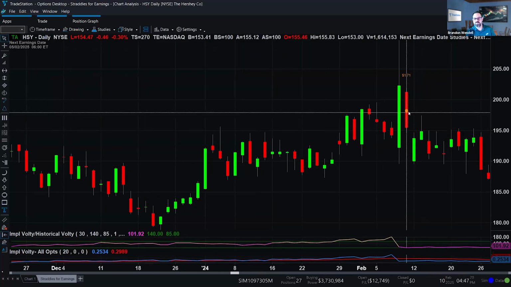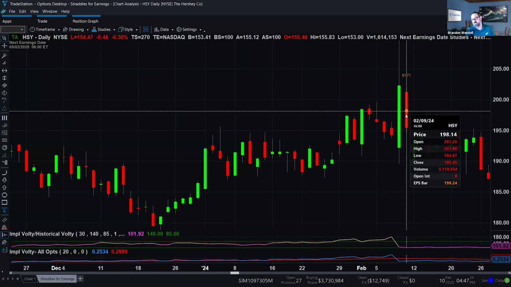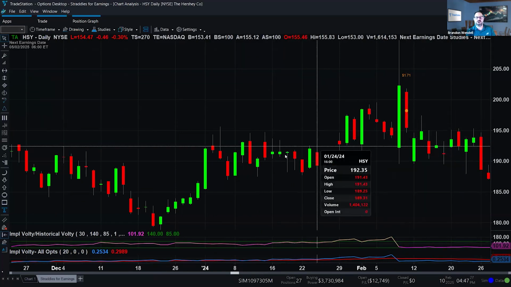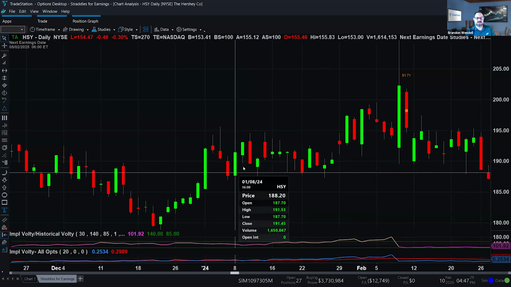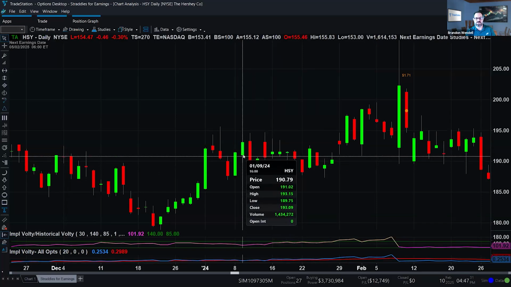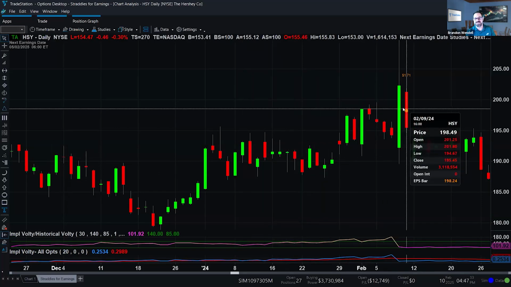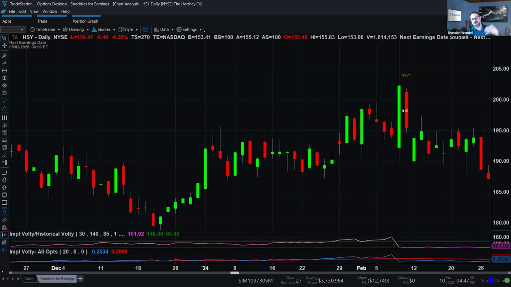Here's another one. Again, this is guesstimating, so it's not exact, but it's what we have. Again, the 9th and the 9th. There we go. So we moved roughly from 190 in this case to about 198. So we had $8 of movement. We had about $13 of movement before, and now we have about $8 of movement.